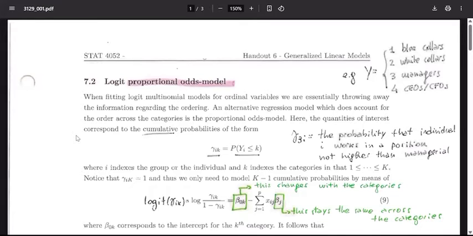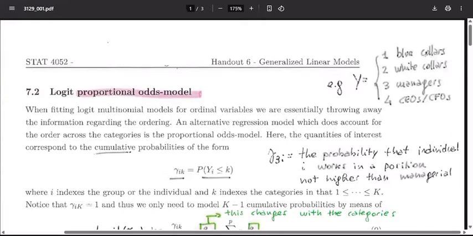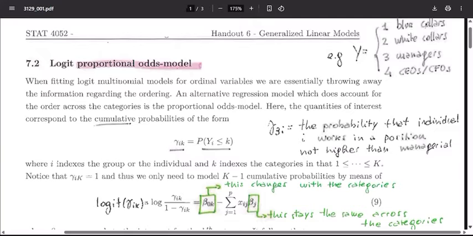But what of a situation where the levels are ordered? An alternative regression model which does account for the order across the categories is what we want to talk about right now, that we call the proportional odds model. I want to welcome you to the proportional odds model. Now you know the difference. I also want to talk a little bit about what the example is going to be, the model architecture, and the statistical framework.